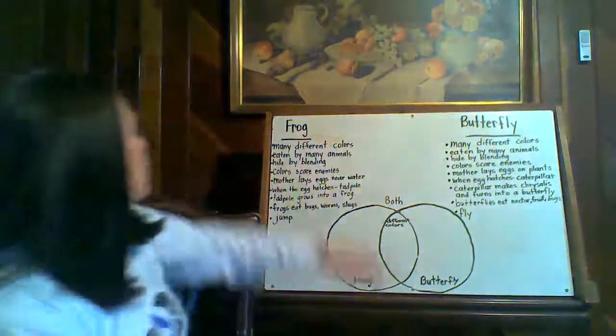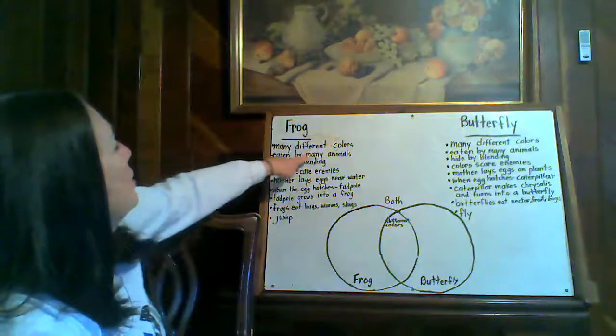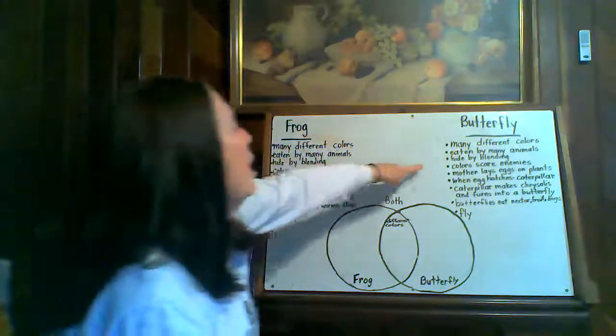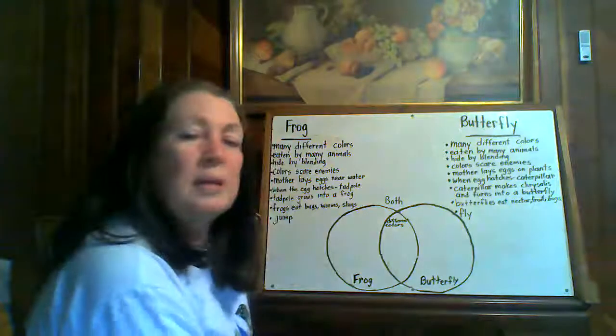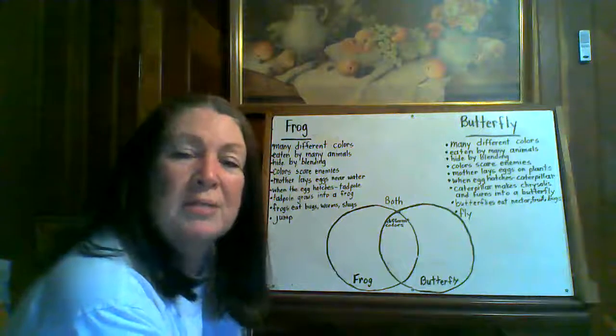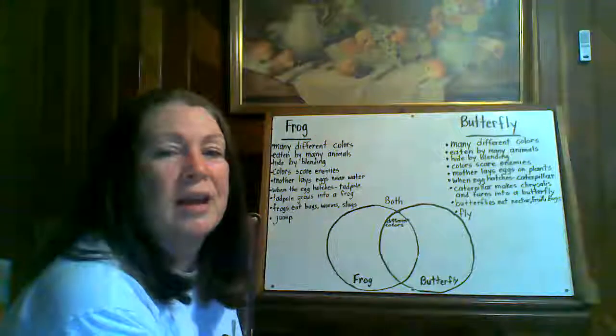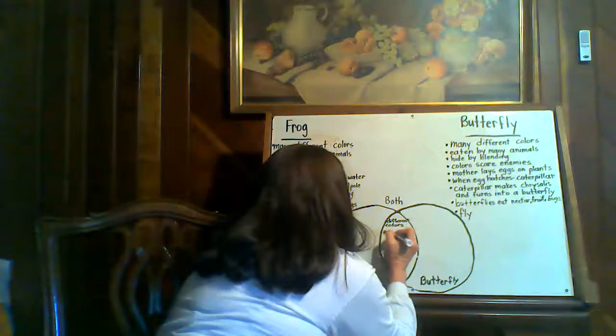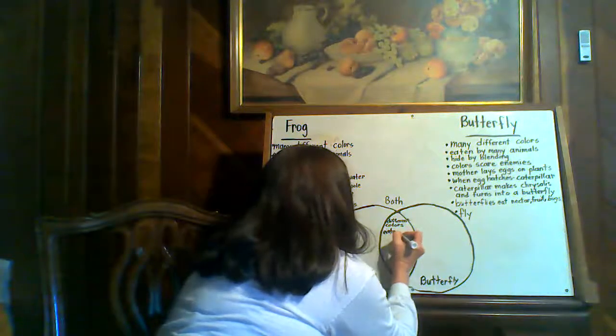All right, now let's look at our next one. Frogs are eaten by many animals, and butterflies are eaten by many animals. That's something else that's alike. I didn't think we were going to find many things that were alike, but those things are alike, aren't they? So they're eaten by animals. We're going to put this in the middle.